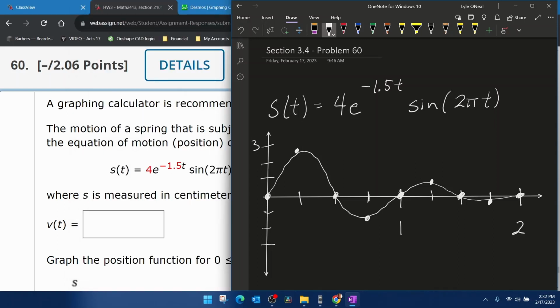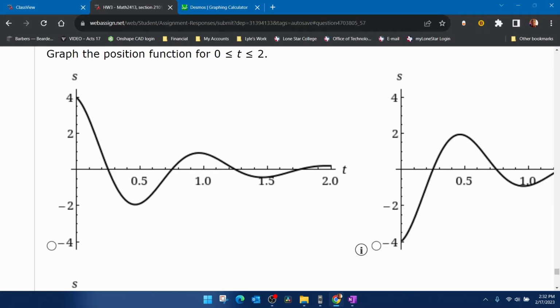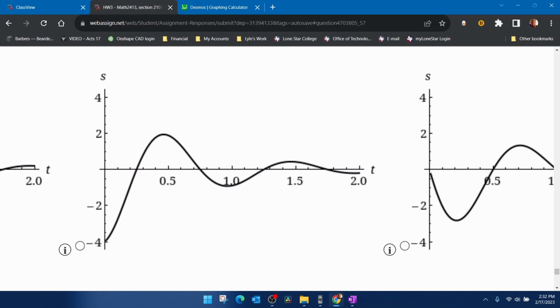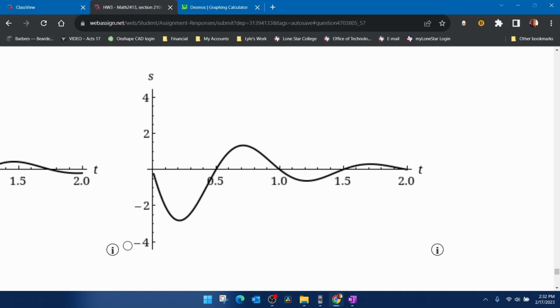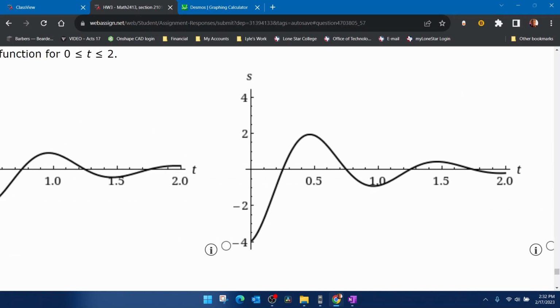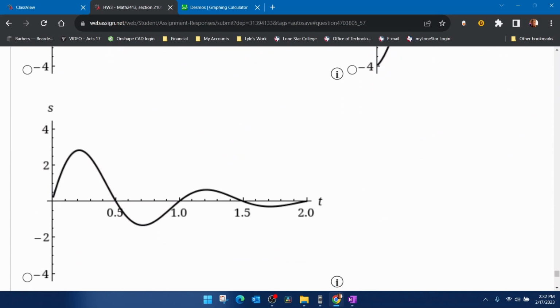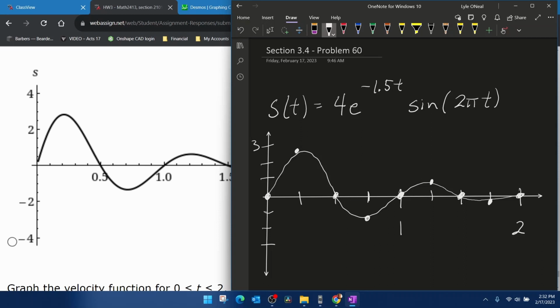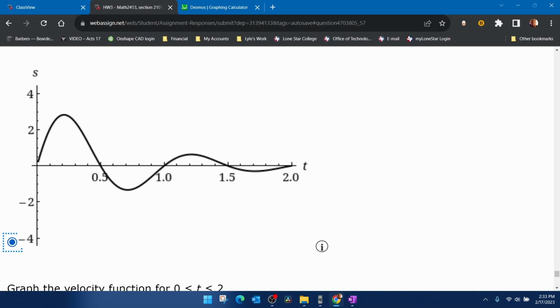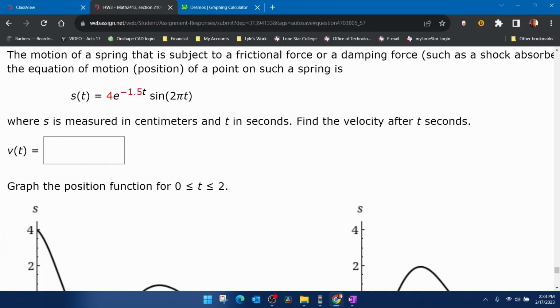So now that we've got this representation of what we think the graph looks like, we need to see if there is a graph to choose from that looks similar to this. And obviously the first one doesn't look anything like that. In fact, it doesn't start at the origin. The next graph doesn't start at the origin. The next one does, but it goes down first, not up first. So I'm hoping there's a fourth option. Ah, there it is. That looks like what we drew with the corresponding x-intercepts. And so I'm going to have to go with that as my option for the graph of the position function.